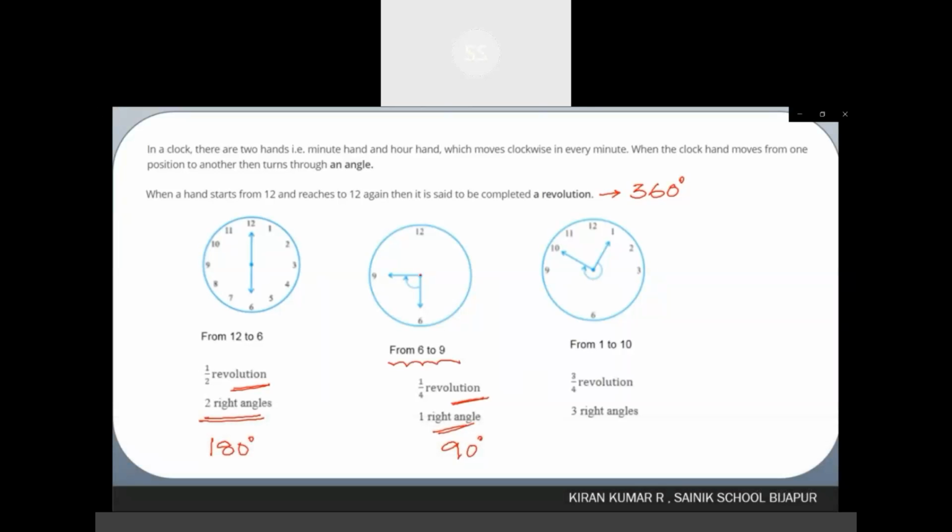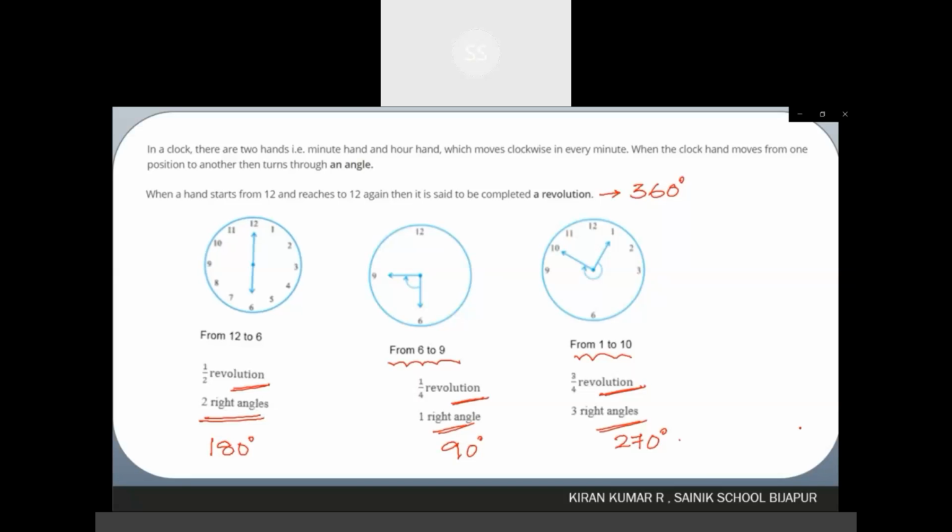When the hand moves from 6 to 9, the angle formed between these two will be 90 degrees. From 12 to 9, that is 3/4 revolution, we get three right angles, hence the angle formed will be equal to 270 degrees.